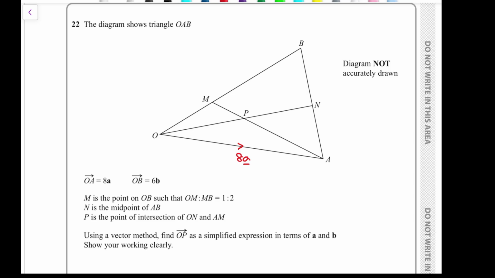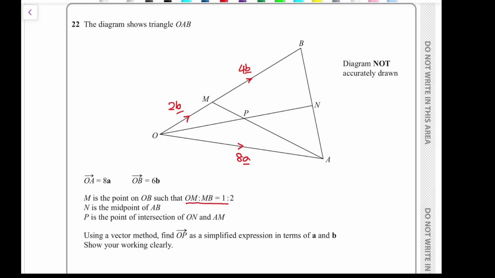With O to B, it says O to B is 6b, but then here it says O to M, M to B is 1 to 2. In other words, this is 1/3 of O to B, and this is 2/3 of O to B. So if the whole of O to B is 6b, well, 1/3 of 6 is 2, so it means that this is going to be 2b. And this here is also going to be 2b times 2, which is the other b, or 2b plus 4b is 6b. So that's given me something to start with.